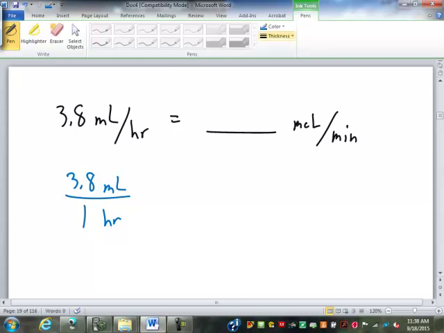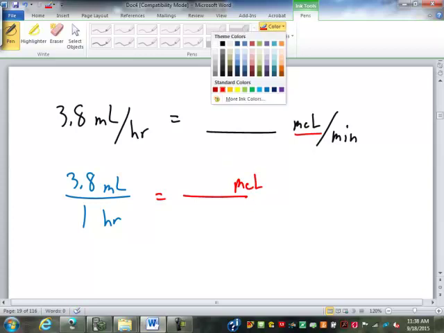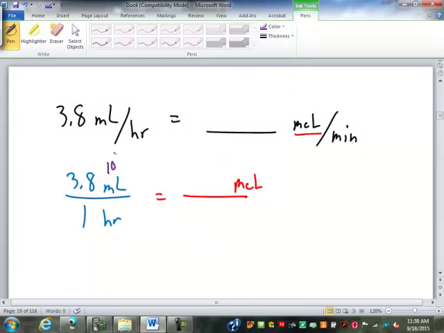So we're changing 2 units. We're actually doing 2 conversions here. We're changing milliliters into microliters. So let's do that. What is the power of 10 for milli? 10 to the negative 3. For micro, 10 to the negative 6. The power is getting smaller, so the number is going to get larger by 3. So 1, 2, 3. You have to add zeros. That would be 3,800.